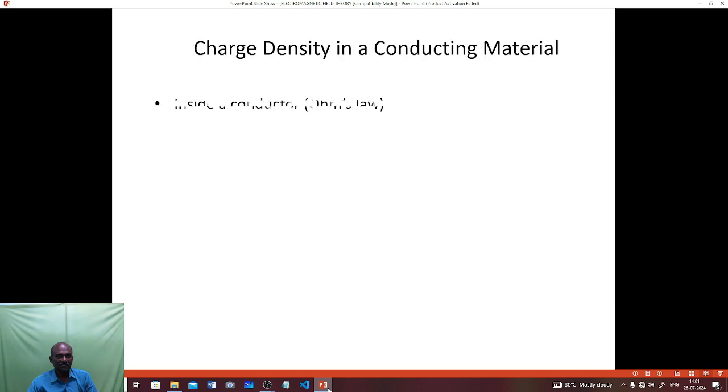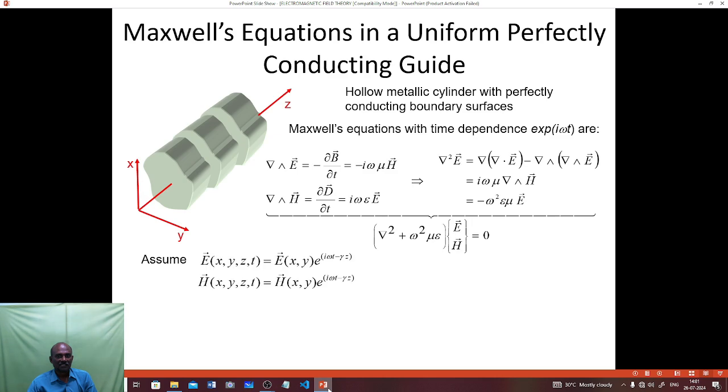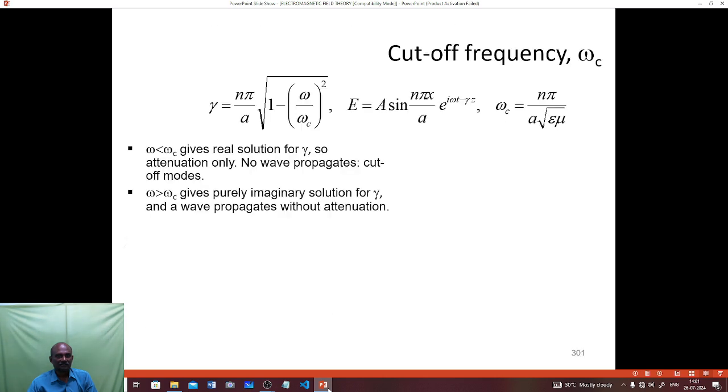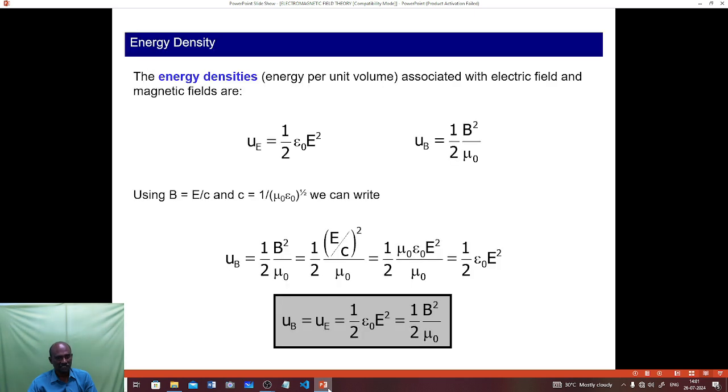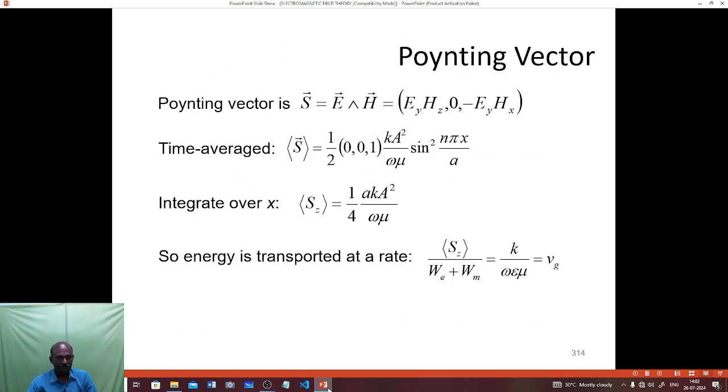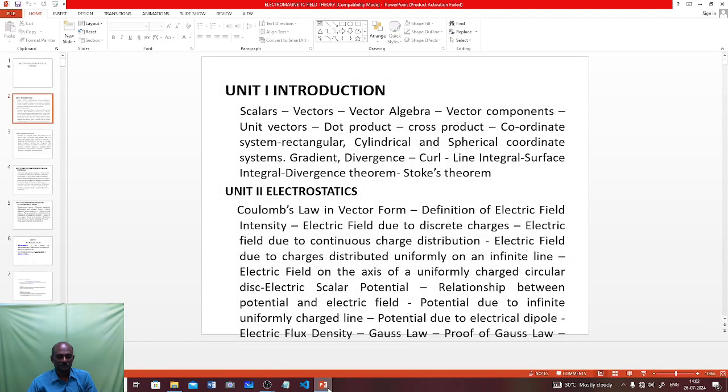So for a good conductor, we can find the various wave parameters. Similarly, velocity in dielectrics. For any type of materials, we can find the wave parameters by solving these wave equations. And Poynting vector. So Poynting vector gives the energy in electromagnetic fields. That is the cross product of E and H. By taking the cross product of electric field and magnetic field, we can get the energy transported using this Poynting vector.